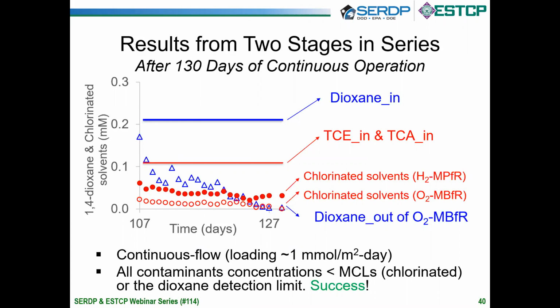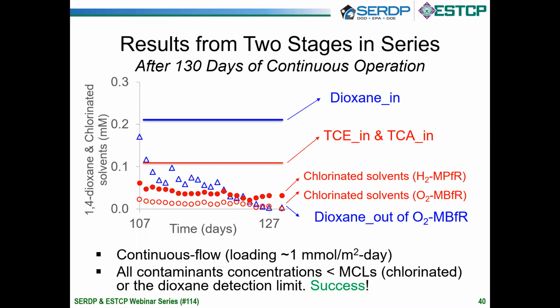In this part of the study, we were feeding dioxane at about 0.2 micromolar and TCE and TCA each at about 0.1 millimolar, excuse me, I just spoke millimolar. If you look at the filled circles, this is the effluent of the chlorinated solvents from the hydrogen-based MBfR. And you can see we were getting most of it out. Keep in mind that this is the sum of all chlorinated solvents. It was not TCE or TCA. They were gone, but it was a little bit of DCA and a little bit of MCA.